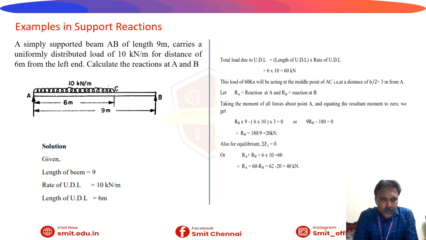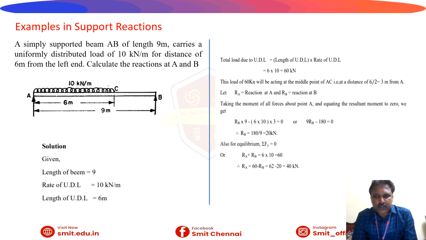The distributed load is 10 kilonewton per meter for the 6 meters. The length of the beam is 9 meters. The rate of the UDL is 10 kilonewton per meter, and the length of the UDL is 6 meters. Then the total load due to the UDL is the length of the UDL into the rate of the UDL. So how much it is spread is important. 6 into 10, that is 60 kilonewton.